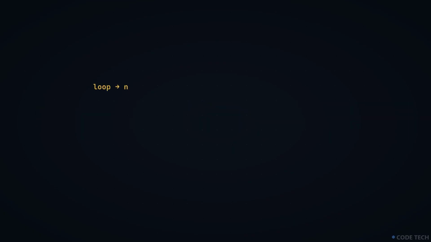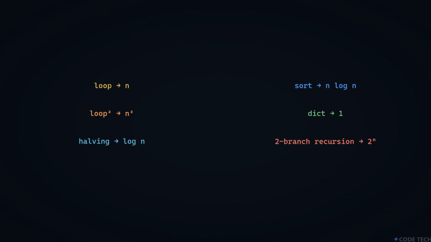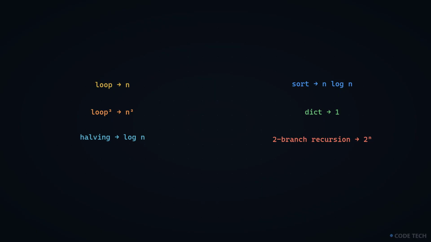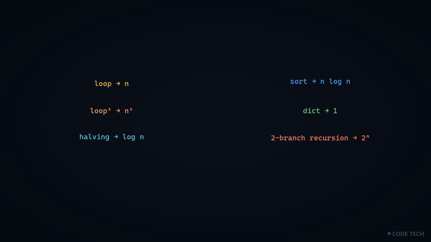Here's your field guide for reading code. One loop over the data, linear. A loop inside a loop, quadratic. Check the input sizes before you panic. Halving something each round, there's your logarithm. Sorting anything, n log n just entered the bill. A dictionary lookup, constant, breathe easy. Recursion that branches twice per call with no memoization, exponential, handle with gloves.